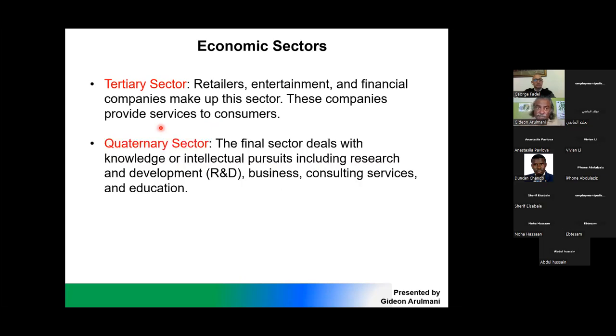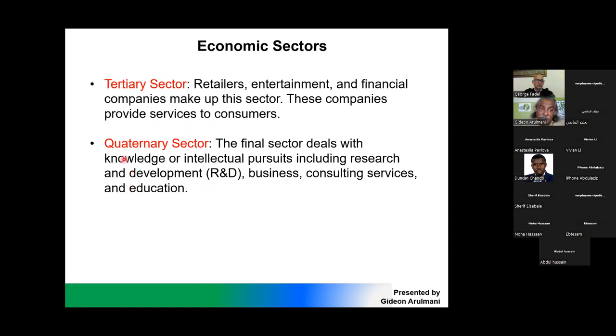But there is one more sector, which is called the quaternary sector, and this is the research and development. The final sector deals with the knowledge or intellectual pursuits, including research and development, business, consulting services, and so on. So it may be that we want a better form, a more clean fuel. These are the people who work over here, who provide that service.